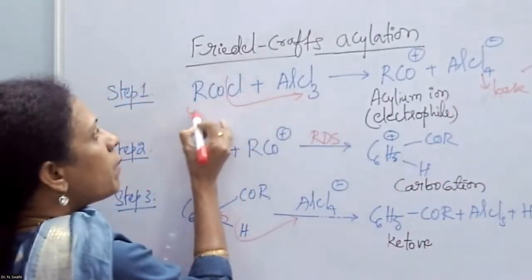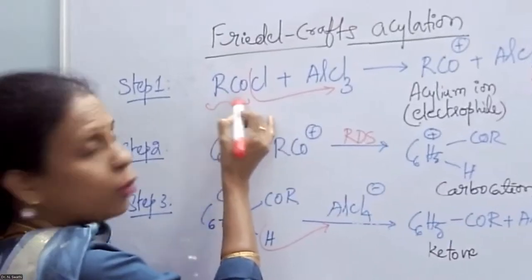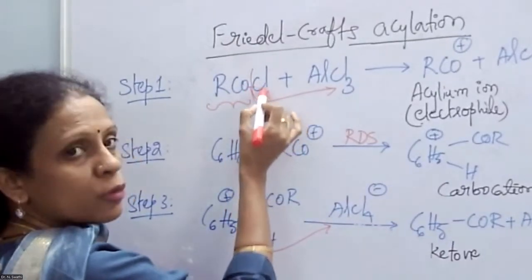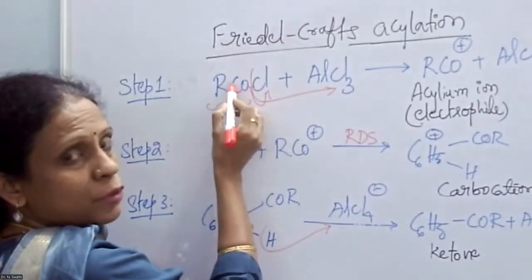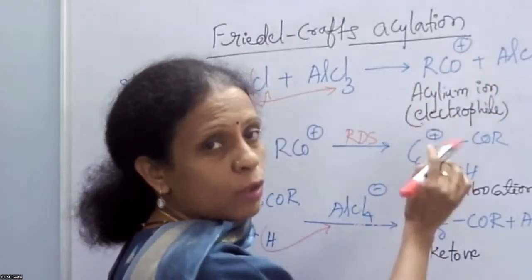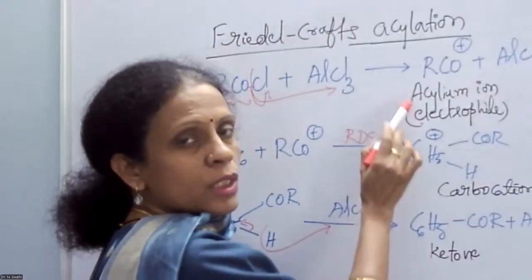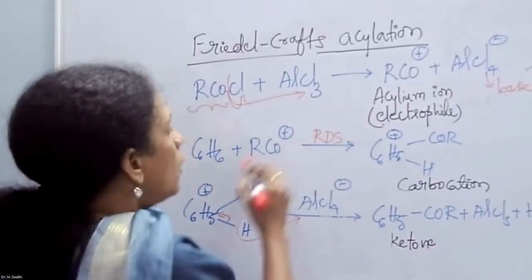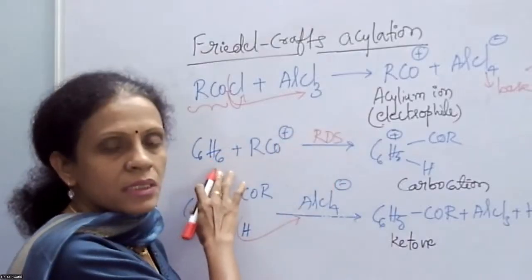Okay. Now the remaining part, if you see, becomes RCO, because this bonded pair is moved to chlorine. So the carbon becomes electron deficient, positive. That is how there will be formation of the RCO plus ion, which is nothing but the acylium ion. So this acylium ion, because it is electron deficient, acts as an electrophile. Okay, and it attacks the benzene ring system in the second step.